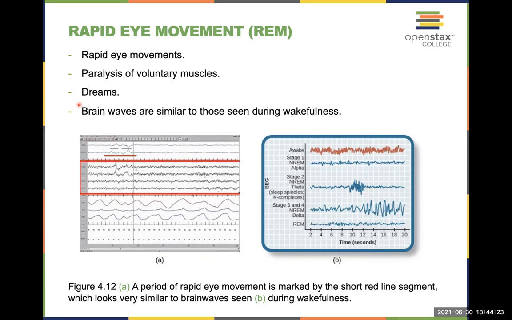And so many people will remember their dreams, some people won't. And we're going to talk about dreams here too. But one of the things that's really interesting about rapid eye movement is the idea behind it is that your brain is consolidating memories and events and doing some kind of processing behind there.